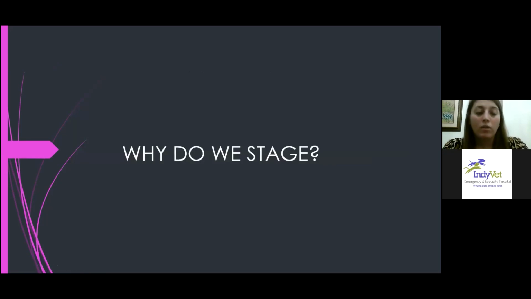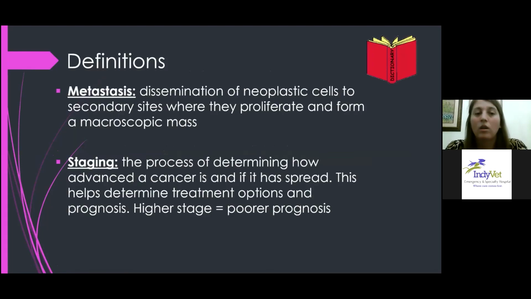So done with diagnostics, going on to why do we stage? We stage because, as I mentioned at the beginning of this, malignant tumors and cancer have the potential to metastasize. And metastasis is defined as the dissemination of neoplastic cells from a primary site to a secondary site where they proliferate from their own mass. Staging is the process of determining how advanced the cancer is and if it has spread. This also helps determine treatment options and prognosis. Higher stage, poor prognosis.